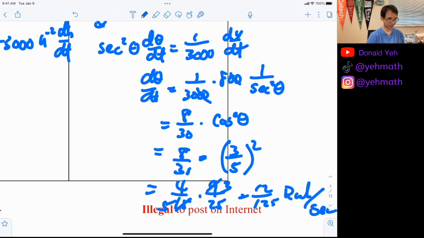How did you get the 1 over secant squared? Because I divide both sides by secant squared. So it's going to be on the denominator. And secant squared is going to change to cosine squared.